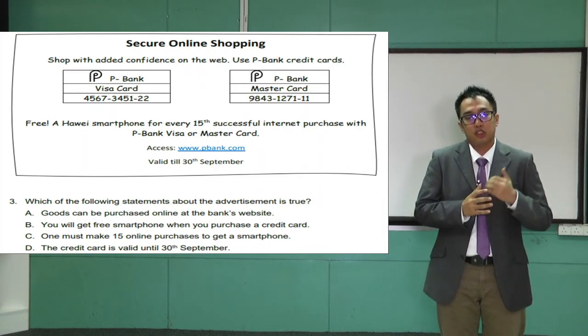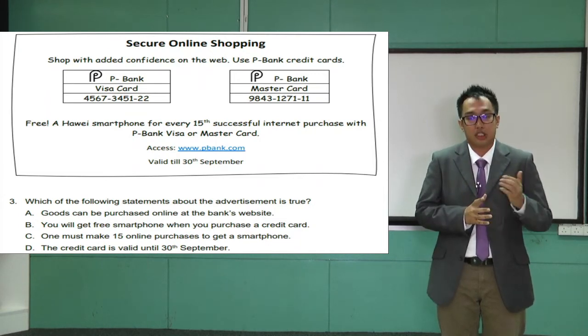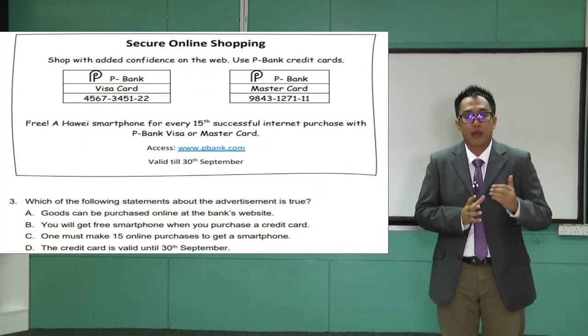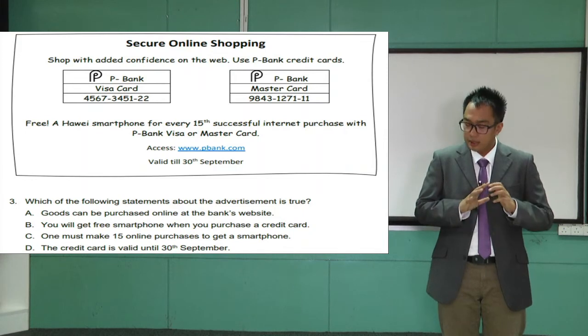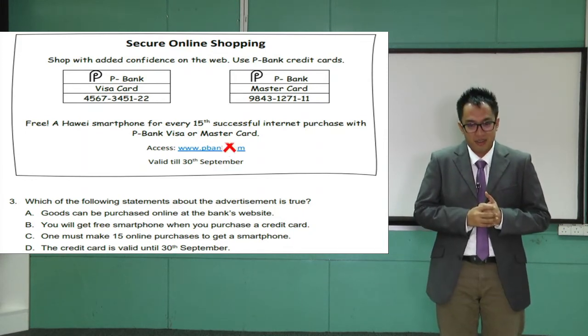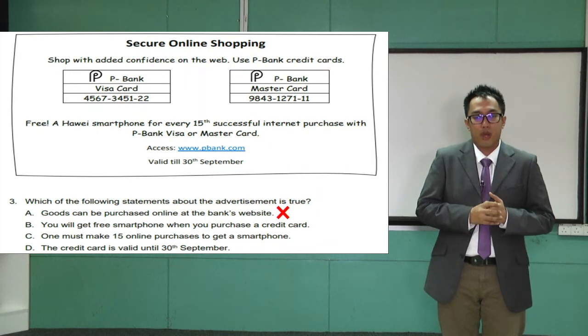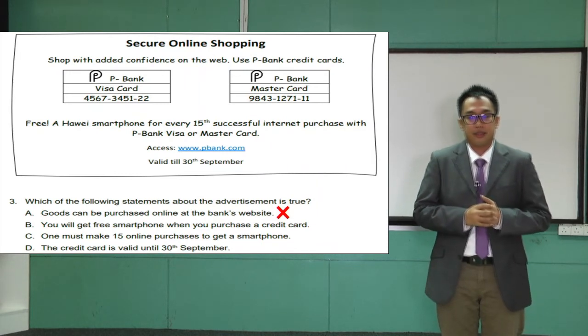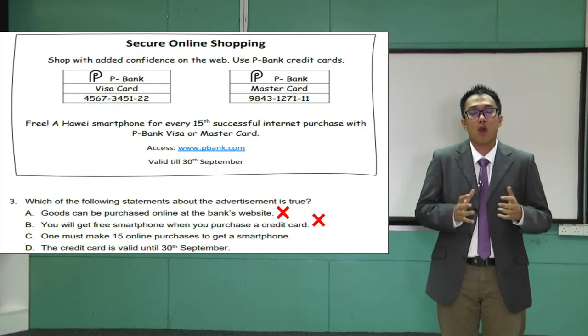So we look at A: goods can be purchased online at the bank's website. When you read the passage, secure online shopping, shop with added confidence, they don't mention anything about buying from the bank's website. So A is incorrect. What about B? You will get a free smartphone when you purchase a credit card. Yes or no? No, this is clearly a wrong answer.